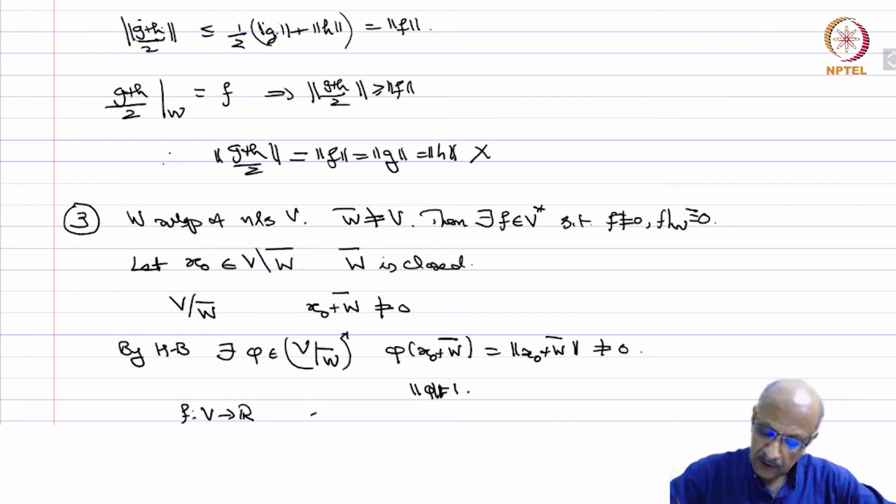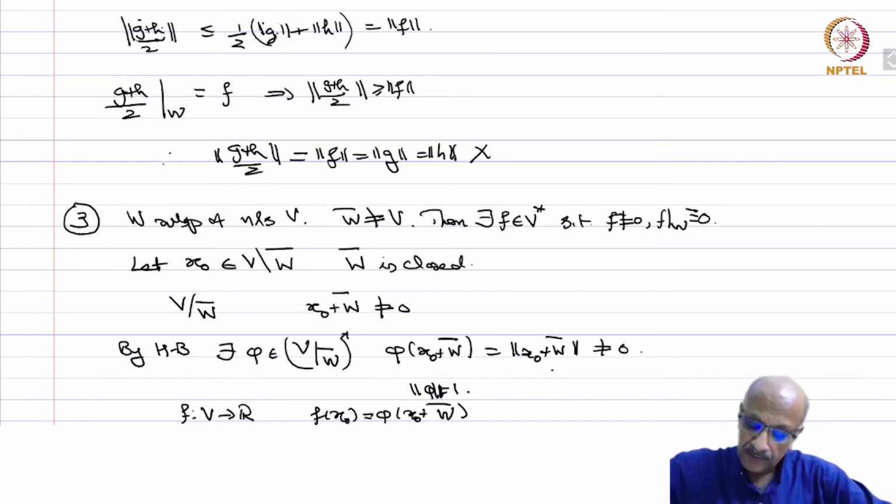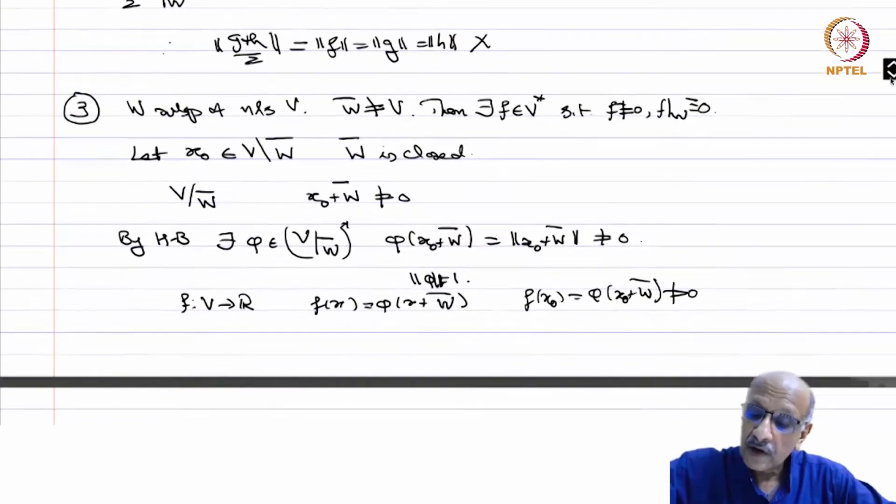So now you define f from V to R. f of x is nothing but phi of (x plus W bar). So we just go to the quotient space and then compose it. This is true for all x, so we are going to define this for all x. In particular, f of x naught equals phi of (x naught plus W closure), and that's not equal to 0, as we just saw. So f is not 0. So is it continuous?